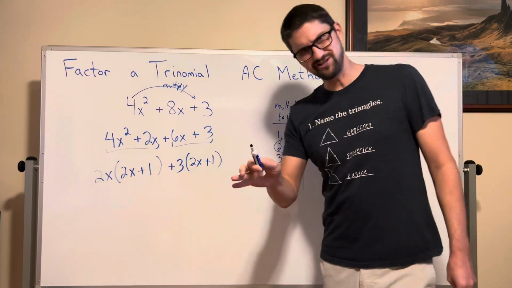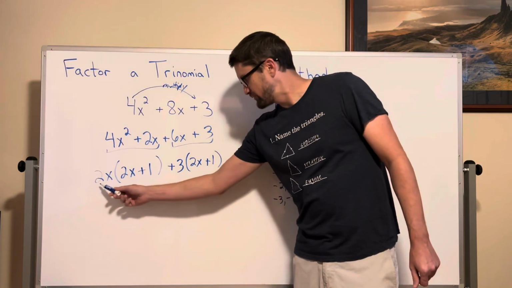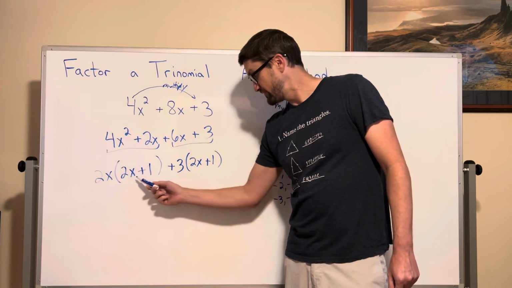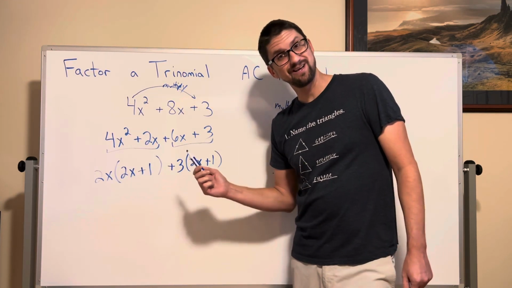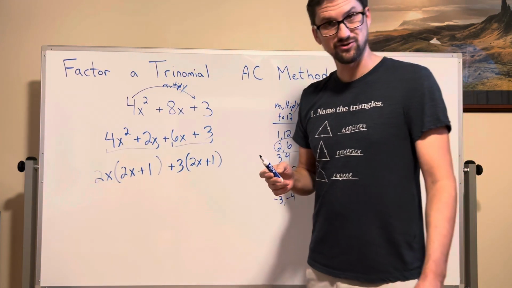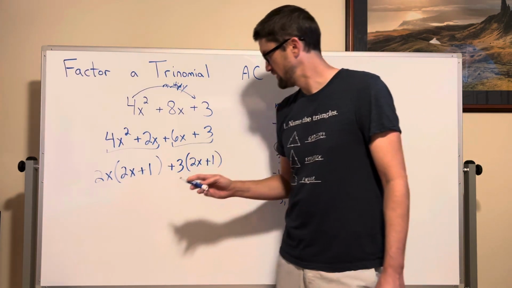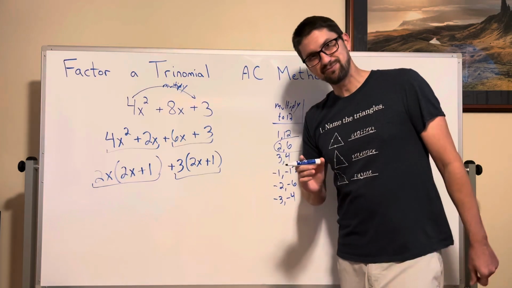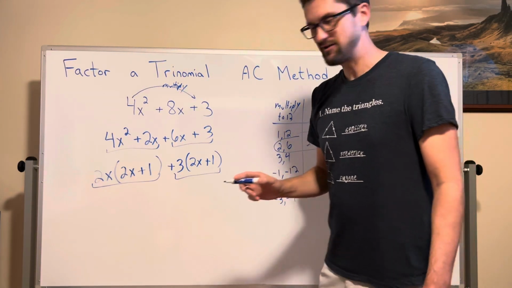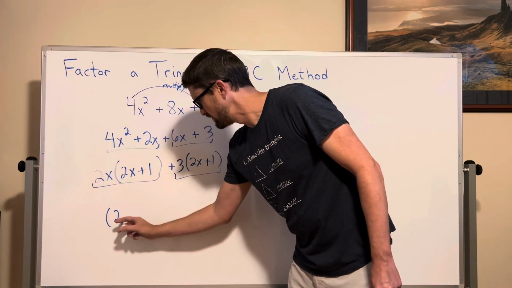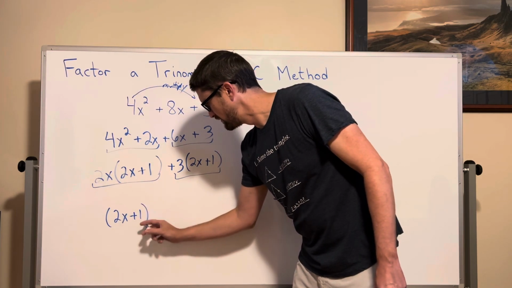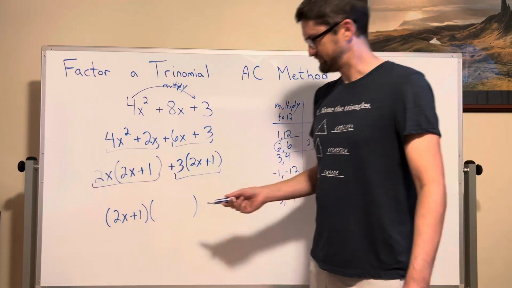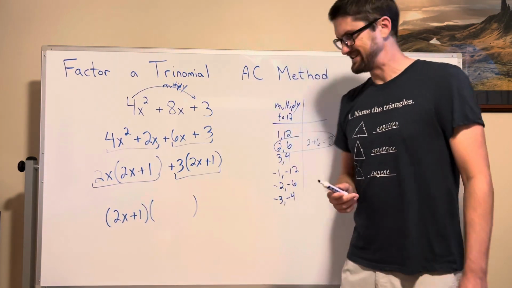Now you can see we're almost done. We have a group here and a group here. And both of them have a 2x plus 1 factor common to both groups. So you're going to take the 2x plus 1 and factor it out of each group. You're going to end up with a binomial multiplying the 2x plus 1 in the end.